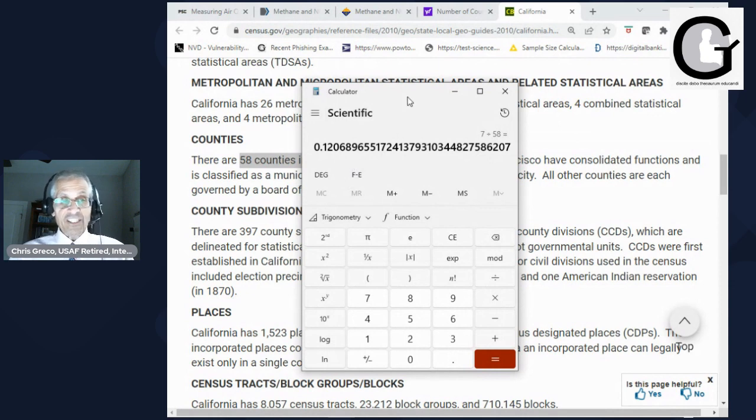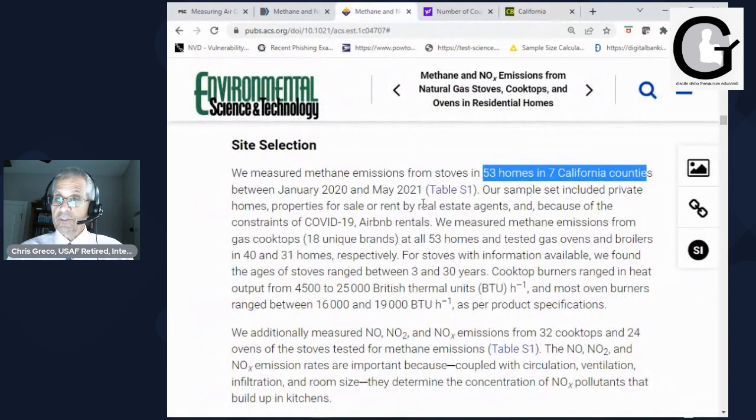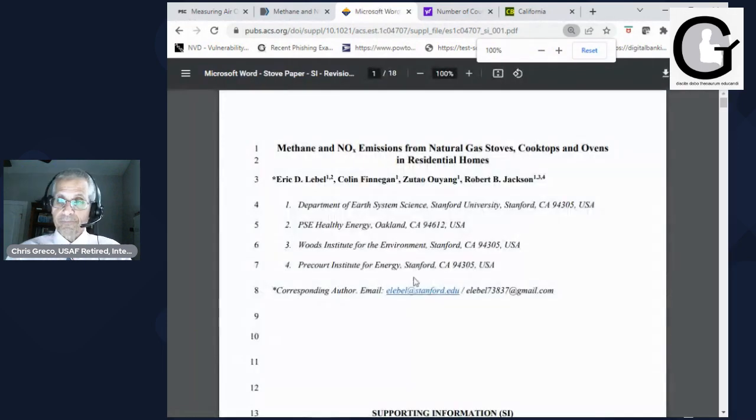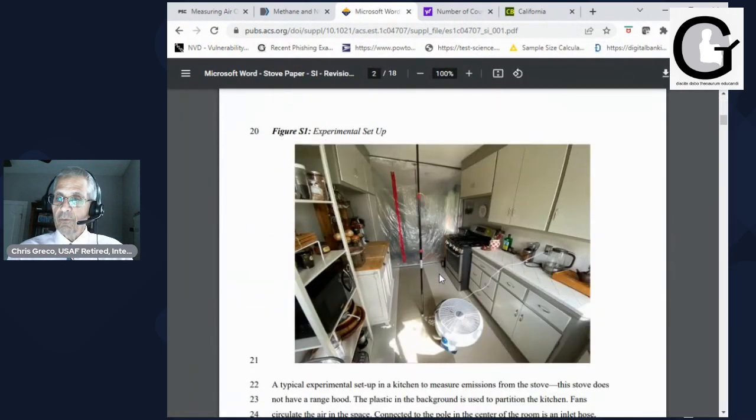And how many in each county? How many did they do? It says between January and May 2021. Now they do have a table here, which is good. So we'll take a look at the table and see what we have here. The thing I wanted to show you is this one right here. This is the experimental setup.